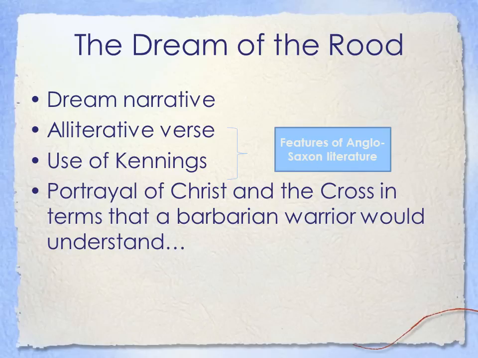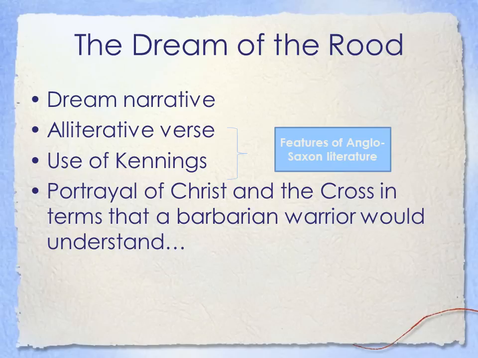And it's written in alliterative verse, and its use of kennings. So those are two terms in your lessons that you'll need to know. Alliteration, remember, is the repetition of the initial consonant sound. And in Anglo-Saxon poetry, you see that all the time. Every line will have lots of alliteration in it. And the use of kennings. And remember, kennings are those compound words that sort of symbolize what it's standing for.